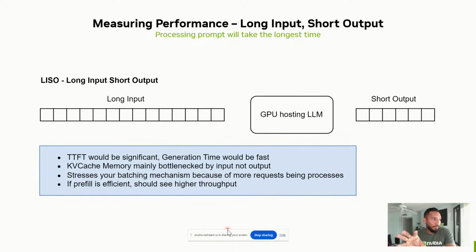you've seen some of these plots before, but I just want to walk you through exactly what's happening in each of those boxes. So when I pass in a long input and I get a short output, I would expect my time to first token to be longer because I had a bigger prompt to process. My KV cache is the amount of tokens I'm storing. It will be bigger just because I have a bigger prompt coming in. This is going to stress your batching mechanism in terms of how many requests I can push into the GPU at once. If my pre-fill stage, that prompt processing stage, is efficient, I can see some higher throughput.